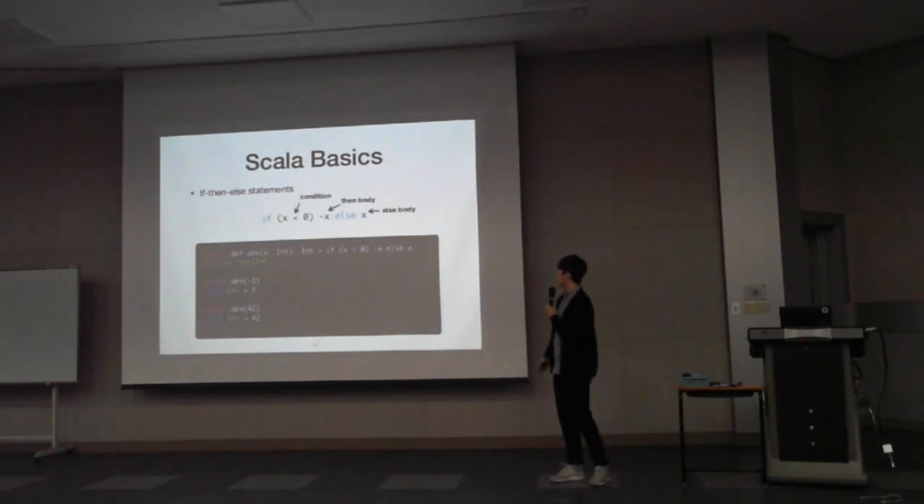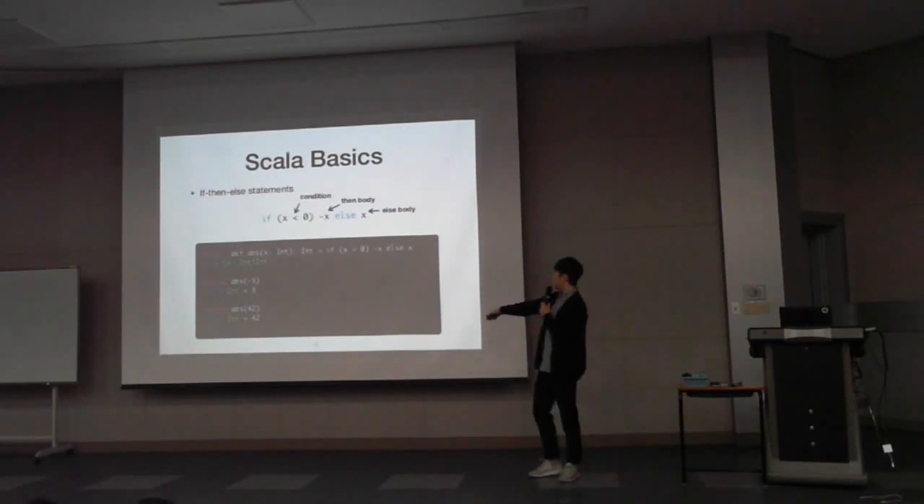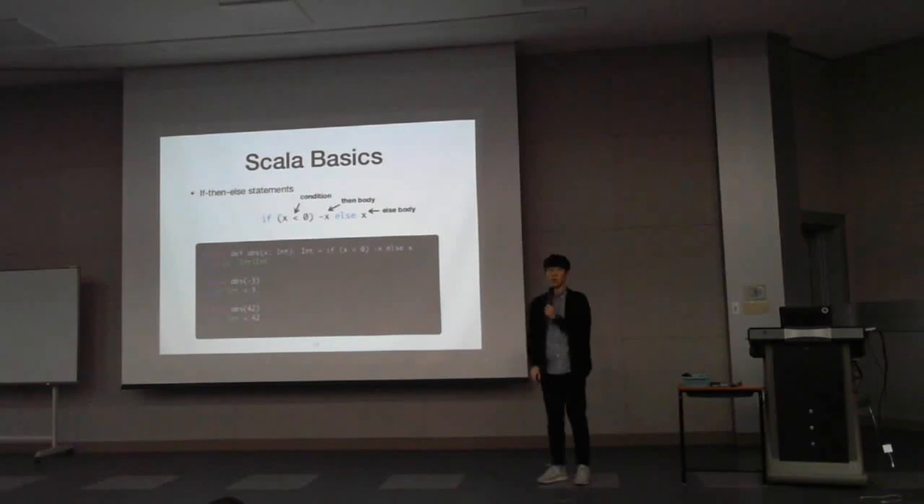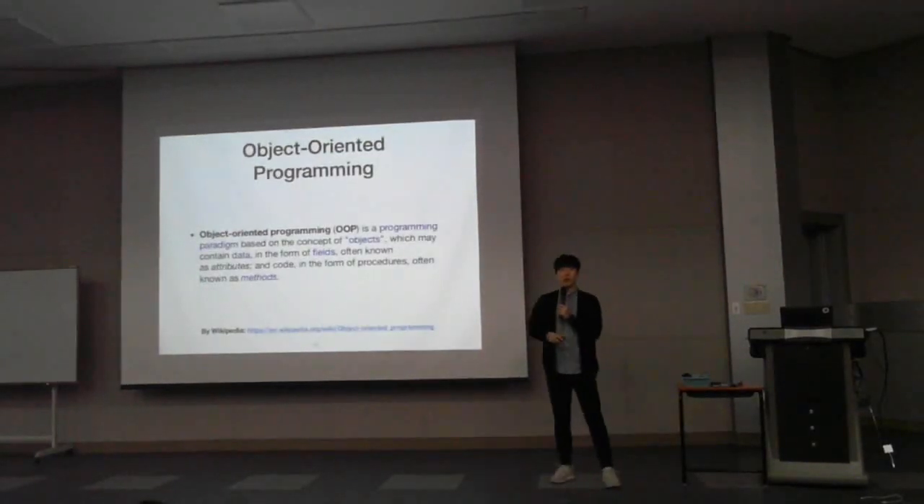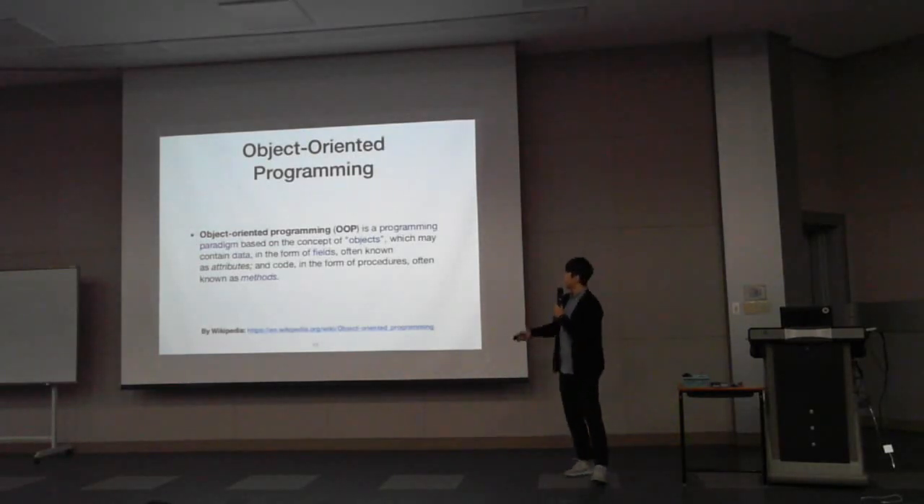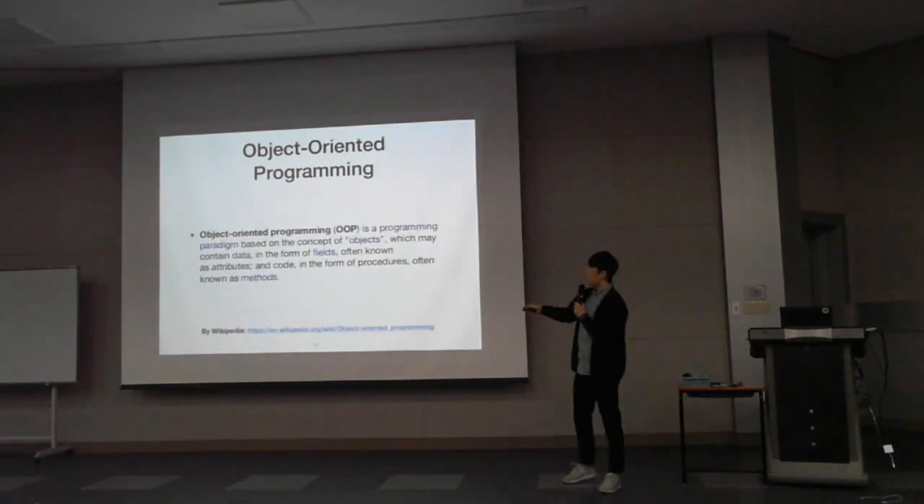So you can define an absolute function like that, and so absolute of minus 3 is 3 and 42 is 42. So far we learned about basic language features of Scala. Now let's look at the OOP style. So what is OOP? I believe that you already know OOP.